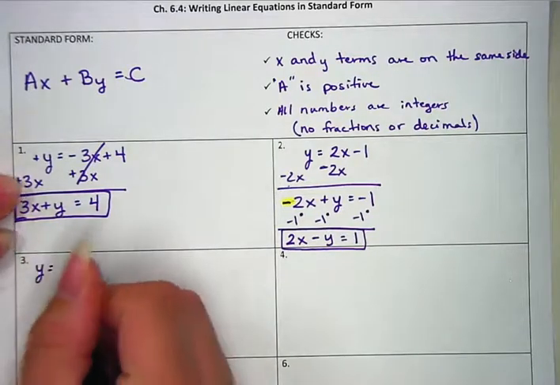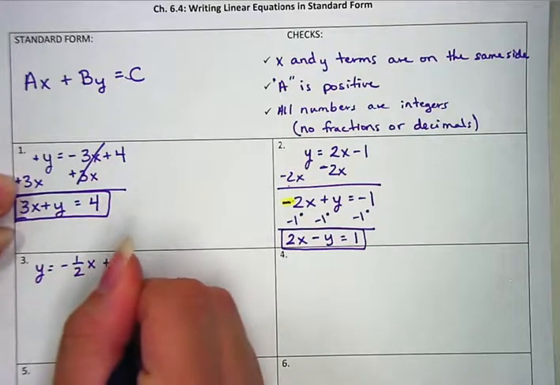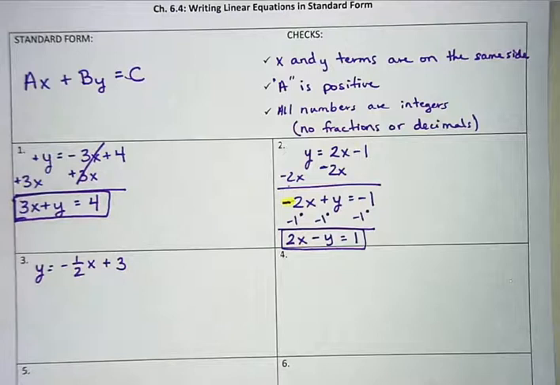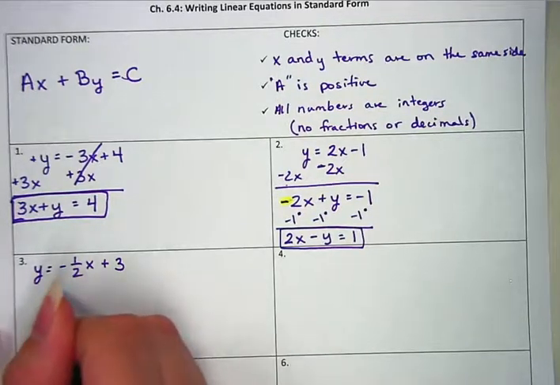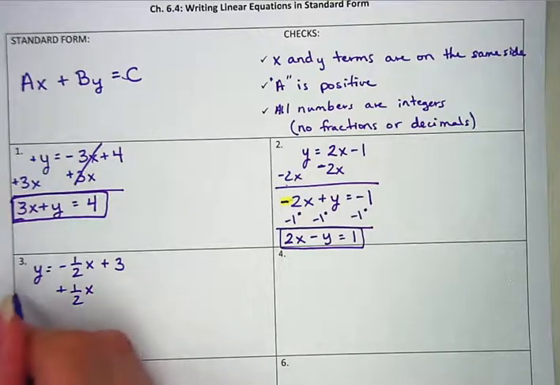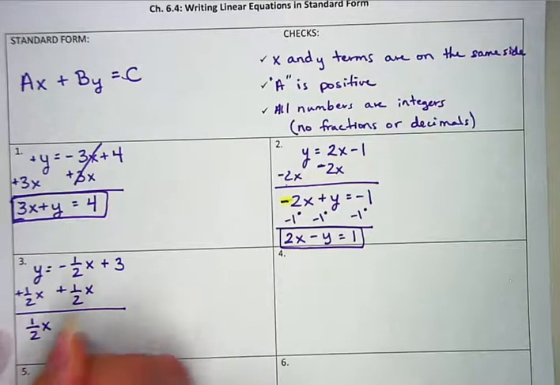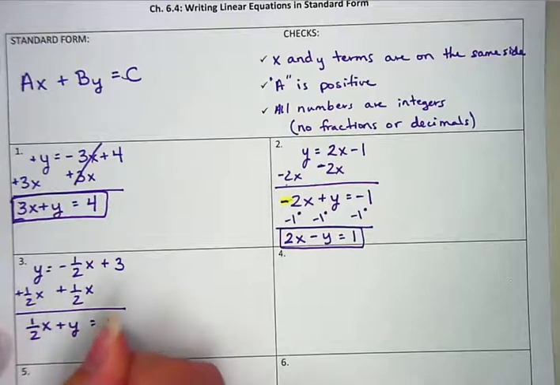Y equals -1/2 x plus 3. All right, we're going to throw some fractions into the mix. Same steps. This is slope-intercept form, so I need to take the x term over with the y. To do that, I'm going to use inverse operations. Add 1/2 x to both sides. That gives me a positive 1/2 x plus y equals 3.